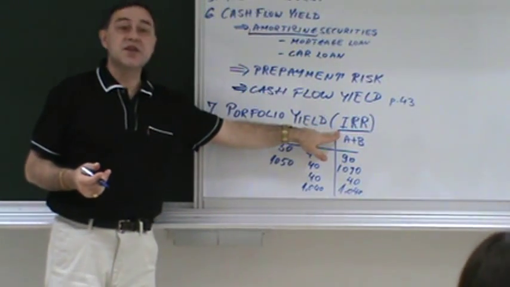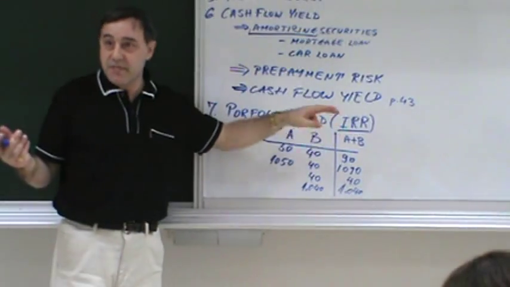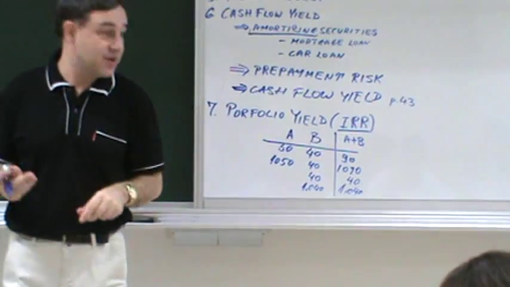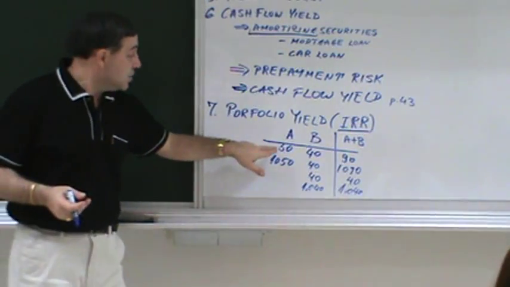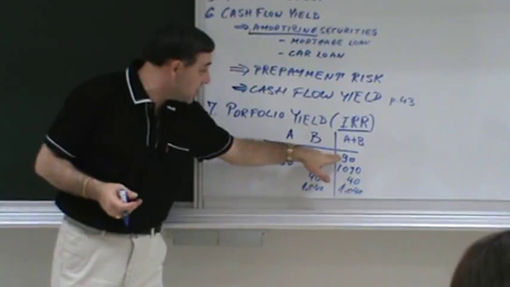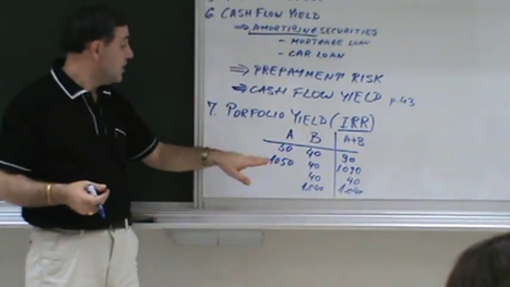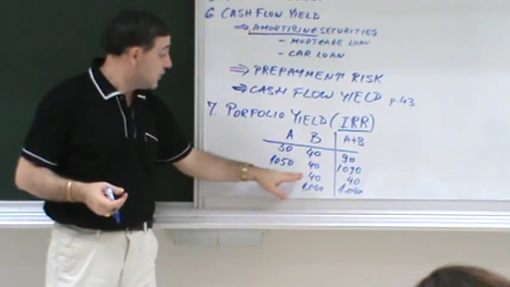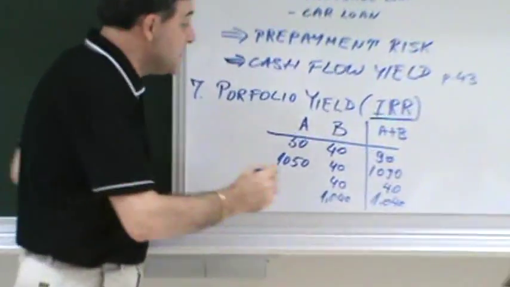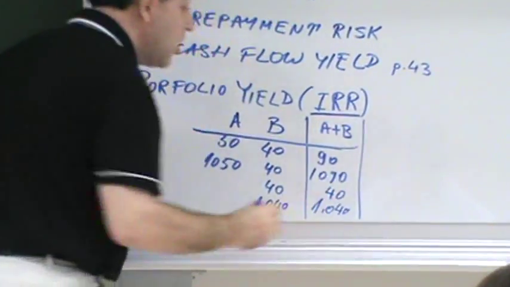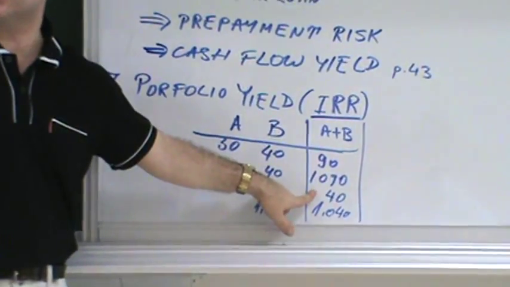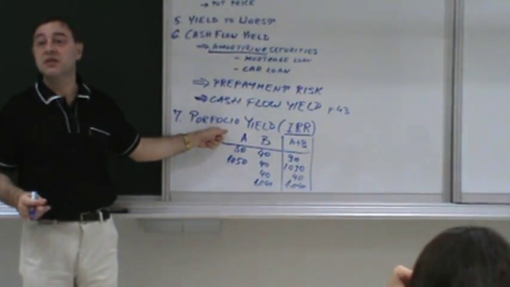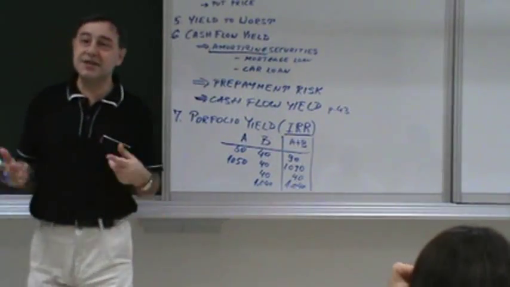This is simply internal rate of return. Remember, yield to maturity is an internal rate of return. So, you have two bonds, you total the cash flow for the first year to get the first year cash flow, then the total cash flow for the second year, the third year, and the fourth year. Now you have the total cash flow, and based on the total cash flow for each year, you calculate the portfolio yield. But it is not a simple average.